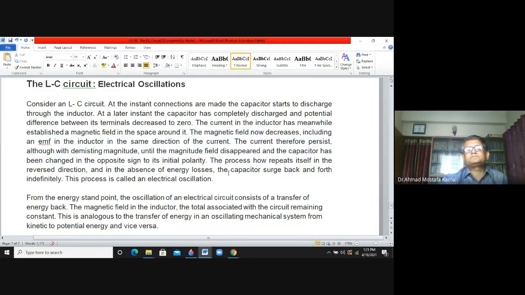Okay, the process however repeats itself in the reverse direction, and in the absence of the energy losses, the capacitor surges back and forth indifferently. This process is called electrical oscillation.